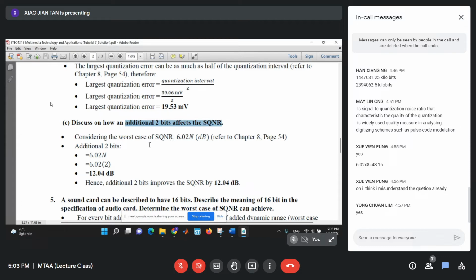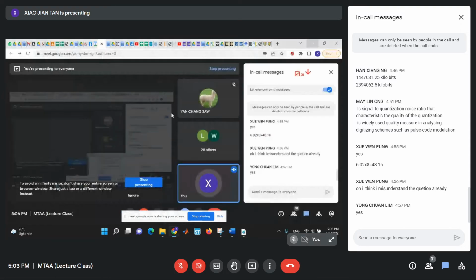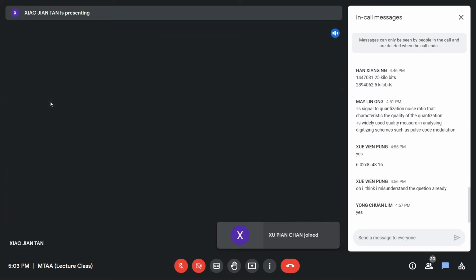A sound card can be described to have 16 bit. Describe the meaning of 16 bit in the specification for an audio card. Determine the worst case SQNR that can be achieved. Okay, this is related to this one as well, because it's asking for the worst case of SQNR and it has 16 bit. So using this formula, it would be 6.02 multiplied by 16. You will get that as the worst case. Okay, maybe someone can share their answer.